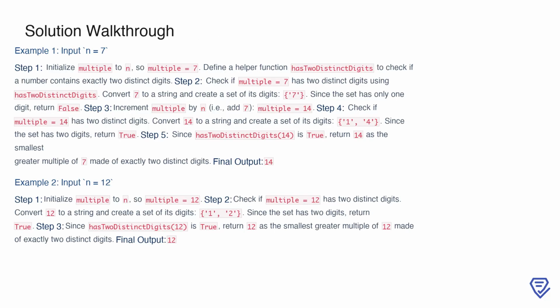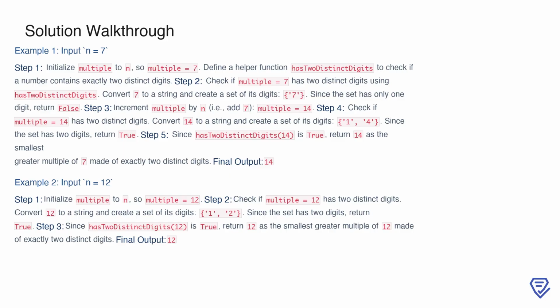To solve this problem, we start by initializing the variable multiple to the input value n. For example 1, where n equals 7, this means multiple is initially set to 7. Next, we define a helper function called has 2 distinct digits to determine if a number contains exactly 2 distinct digits. This function works by converting the number to a string, extracting its digits, and storing them in a set. Since sets only keep unique values, the size of the set tells us how many distinct digits the number has.